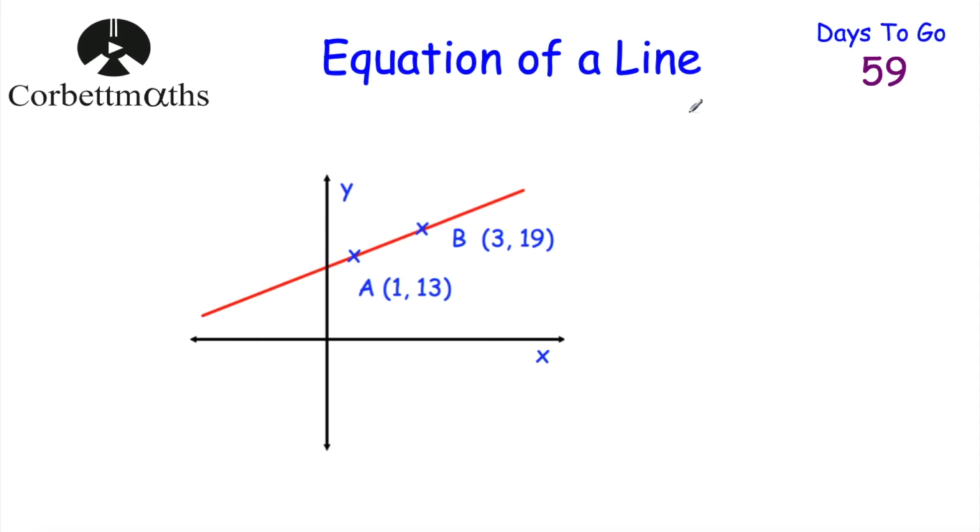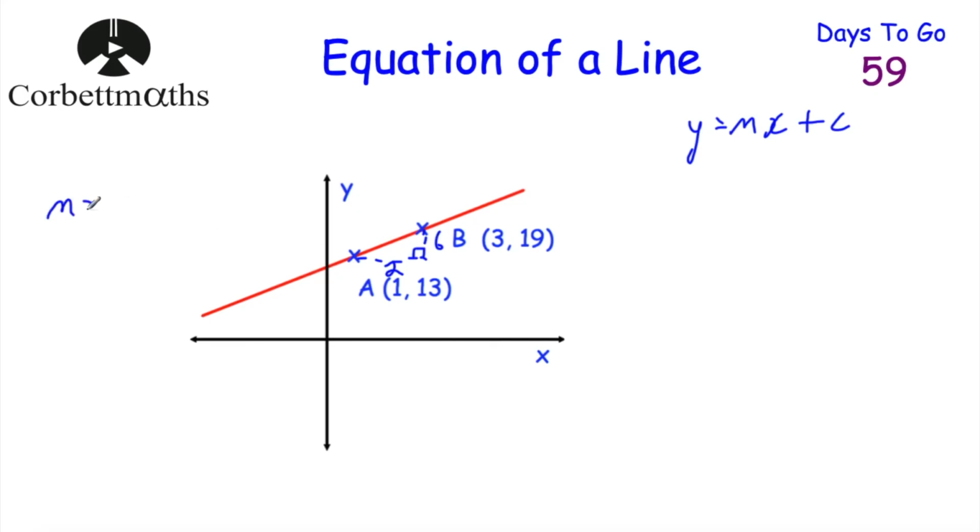Okay, so if we want to find the equation of this line, we'd write y equals mx plus c. We want to find the gradient of this line and the y-intercept. So let's find the gradient to begin with. Let's draw a little triangle and a little right angle. In terms of this triangle, we're going from 1 across to 3 across, so its run is equal to 2. And its rise, it's got a height of 13 and it's going up to 19, so the rise would be 6.